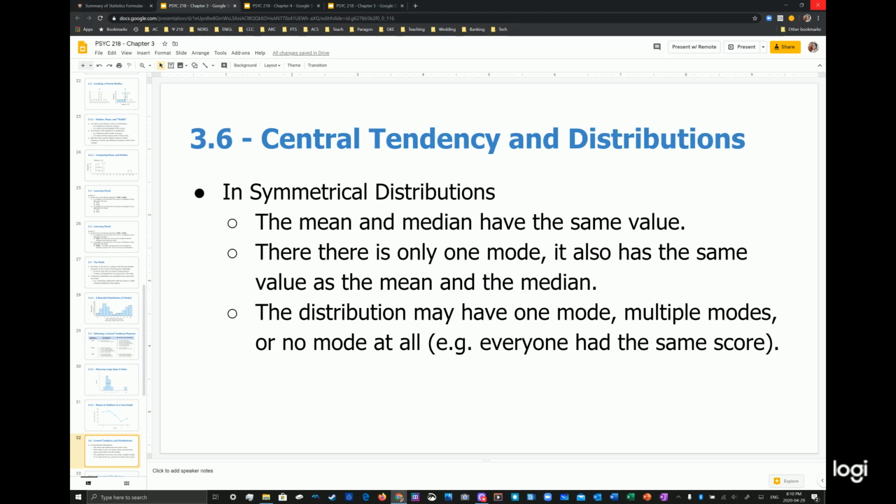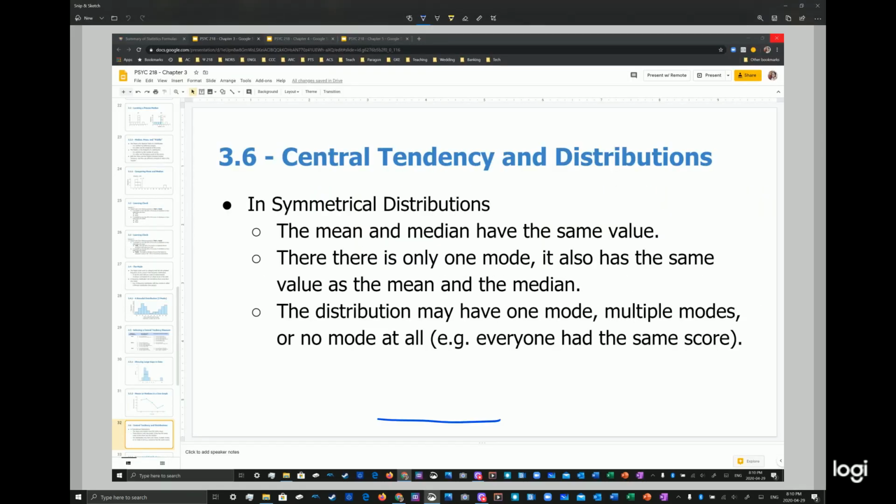So now we look at central tendency and distributions themselves. In different distributions, you're going to get different measures of central tendency, and they'll behave differently. So in a symmetrical distribution, something like this, for now we'll just use a bell curve, the mean and the median obviously would have the same value, and if there's only one mode, then that mode would be the same too.